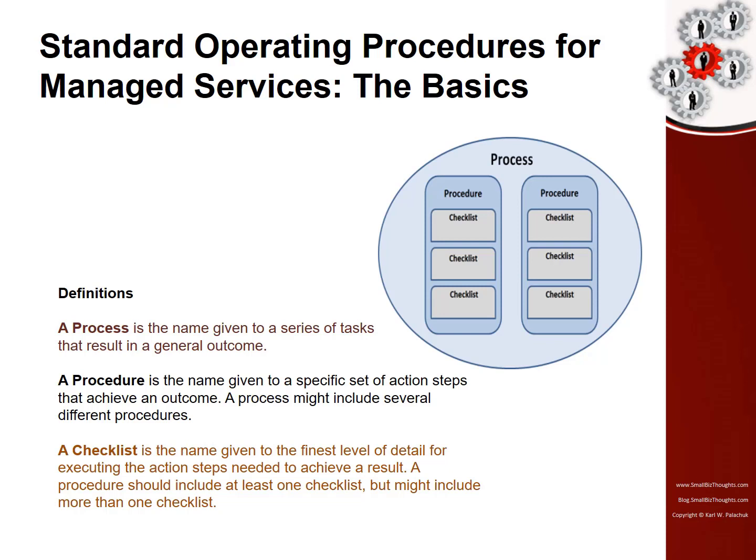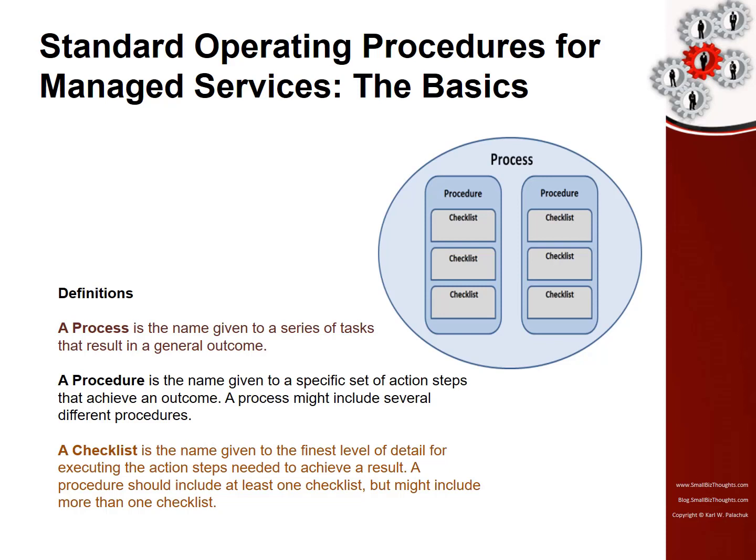Then we get into processes, procedures, and checklists. And the process is a name given to a series of tasks that result in a general outcome. So, for example, you have a process for migrating users to cloud services, right? So that's the biggie. The process is a migration process for taking clients to the cloud. Or setting up a new office, or setting up a new computer, or setting up a firewall, right? You've got processes for those things.